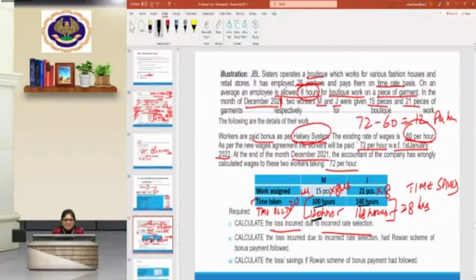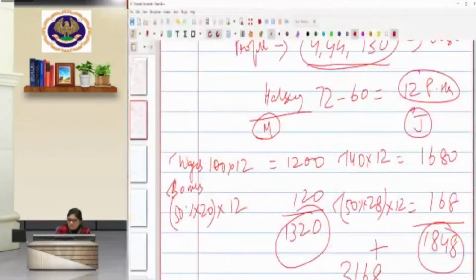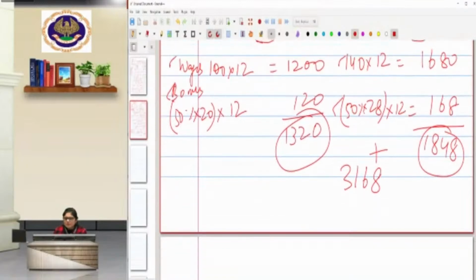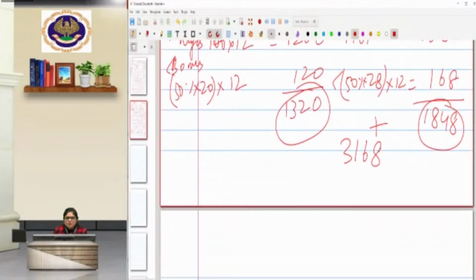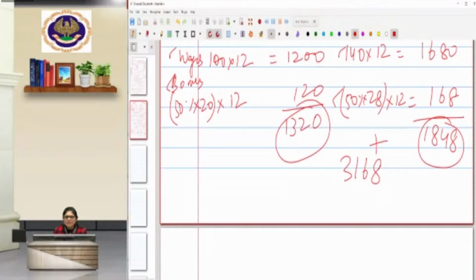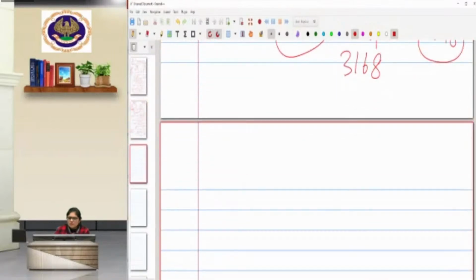The second is calculate the loss incurred due to incorrect rate selection had Rowan scheme being followed. So if the Rowan scheme was followed, then what would have been the loss? So if the Rowan scheme is followed, I'm scrolling it down. What do we do? See, the wages will remain the same, 1200 and 1680.